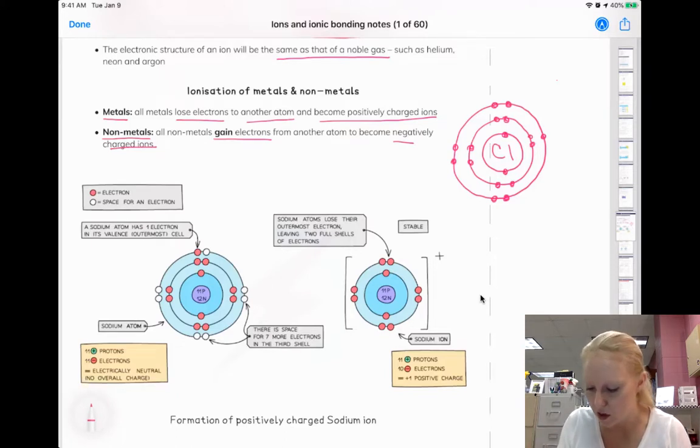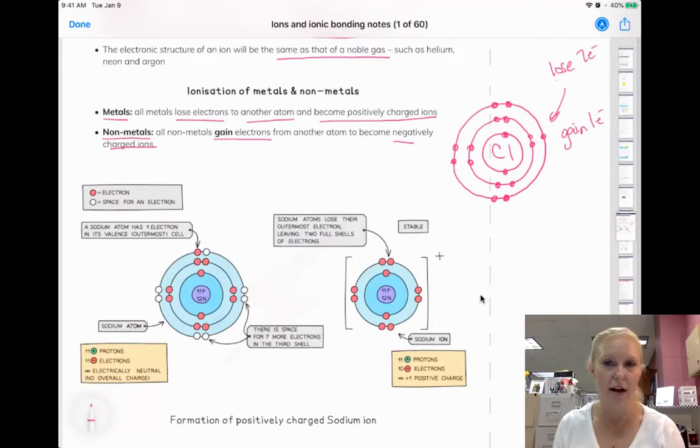So we're going to look, would it be easier for my chlorine to lose 7 electrons so that it would have a full outer shell, or would it be easier for it to gain 1 electron to have a full outer shell? Well, hopefully you're realizing, energetically, it would be easier, in other words, require less energy to gain 1 electron than to lose all 7. So that's what would happen.